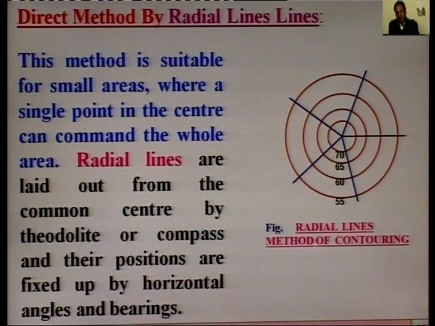There is another direct method, the radial lines method, as shown on the screen. This method is suitable for small areas where a single point in the center of the hill can command the whole area. Radial lines are laid out from the common center by theodolite or compass, and their positions are fixed by horizontal angles and bearings.